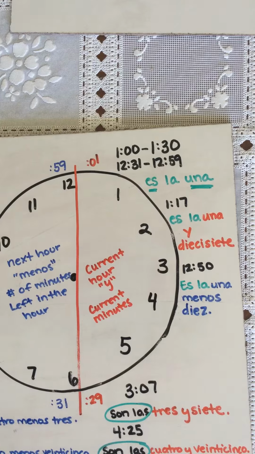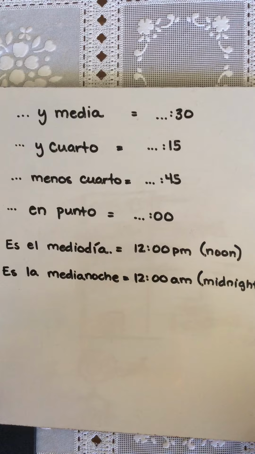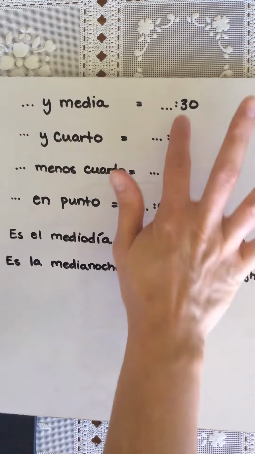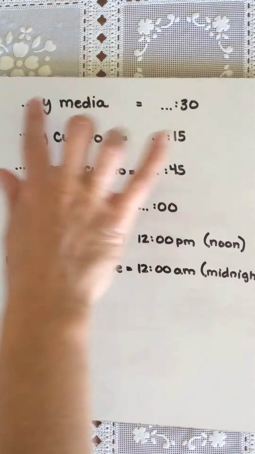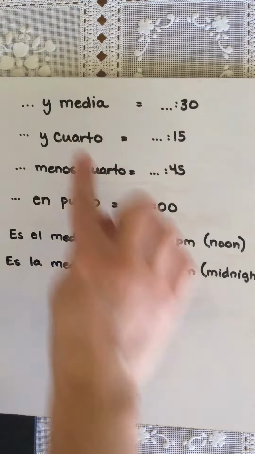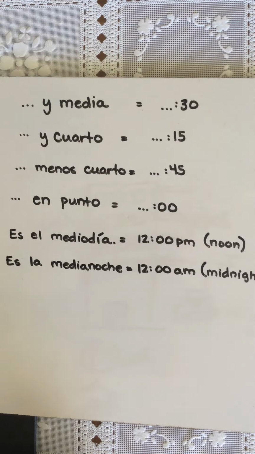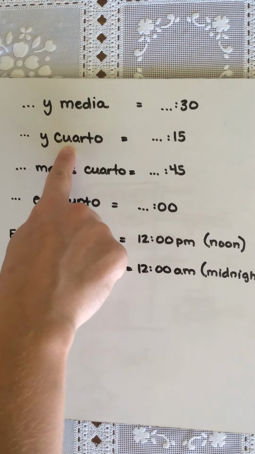Okay, now there's some vocabulary that I want to throw at you as well, and then we'll do a few examples. If I were going to say that it is something 30, I would say son las, or es la, blank y media, literally and a half. So if I'm going to say that it is 12:30, I would say son las 12:30. The 15-minute mark, we're going to use the phrase y cuarto, literally and a quarter.